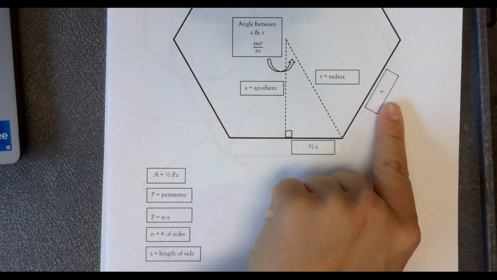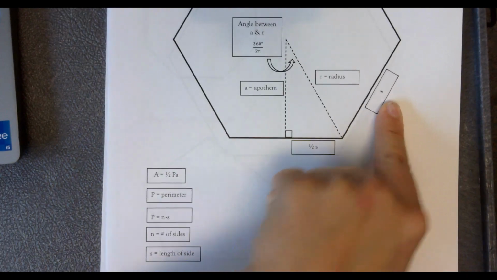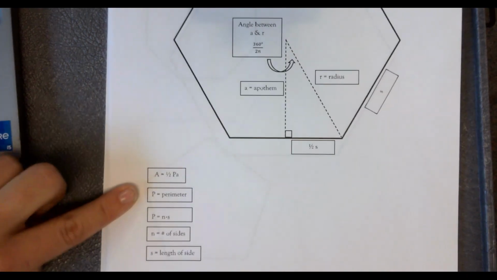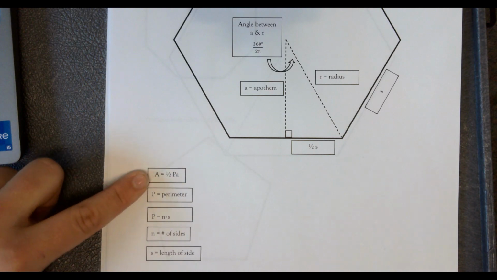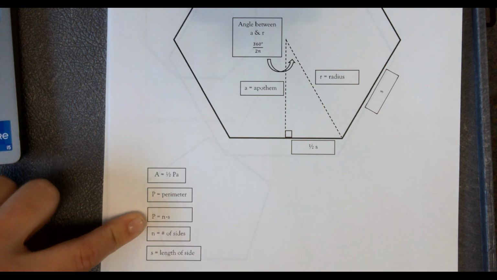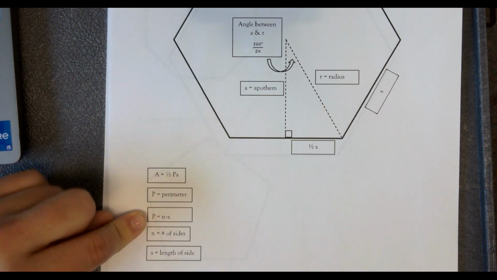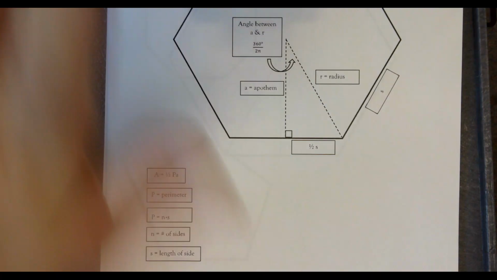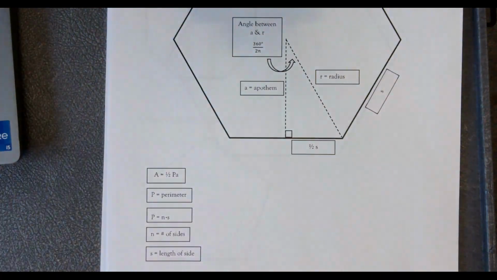And the reason we need to know the side is because if you look at your formulas here, the area is half perimeter times apothem, where the perimeter is the number of sides times the length of the side. Okay, so this is kind of just everything you need to know.